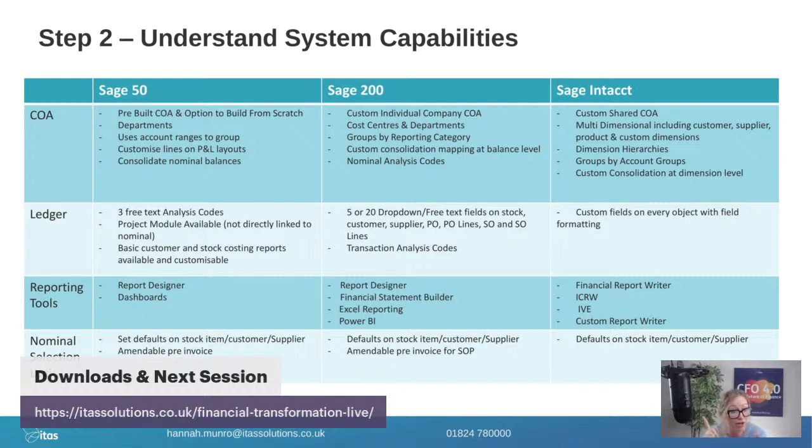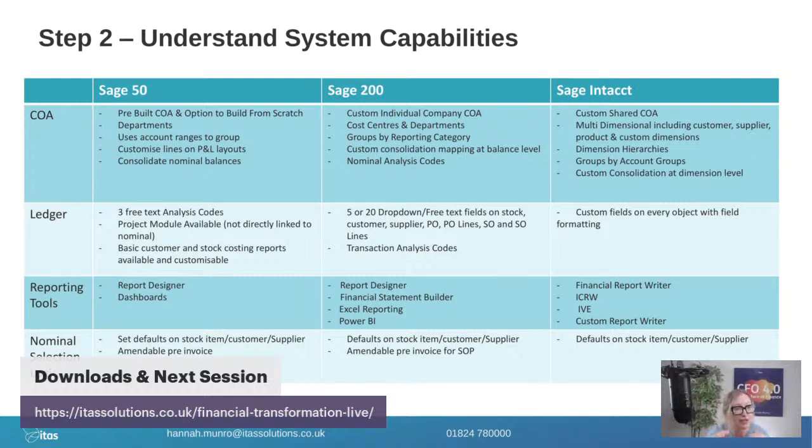So, and if we go to Intact, completely different way of working, right? It's multi-dimensional. So you post a transaction, the customer, the project, stock item, all goes into the nominal. So you can imagine the size of the chart of accounts, the complexity of the chart of accounts changes really dramatically as we go through each of those different phases.